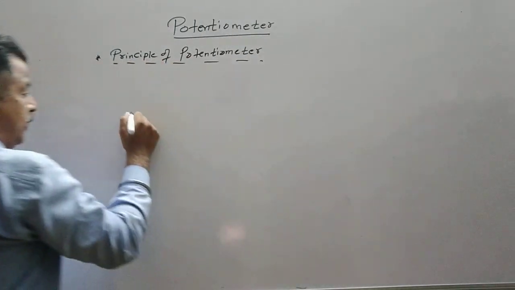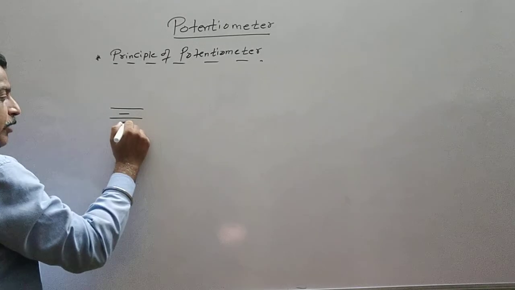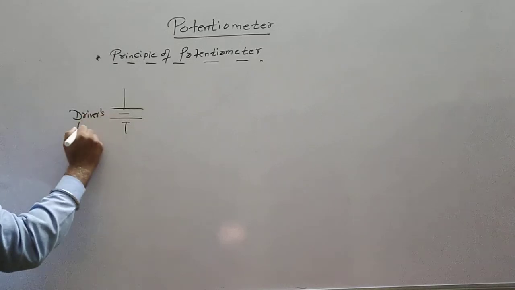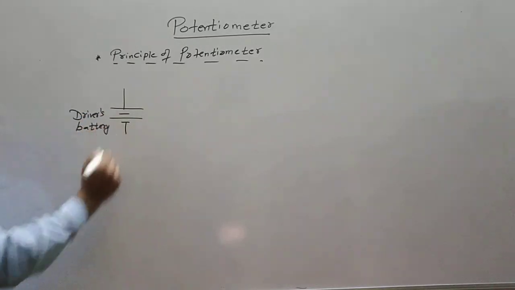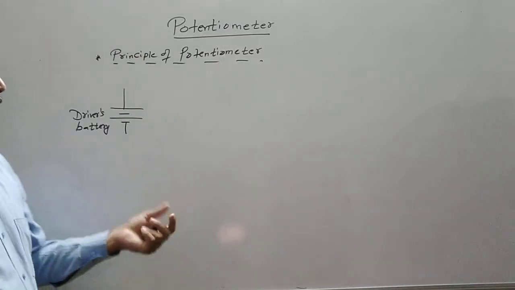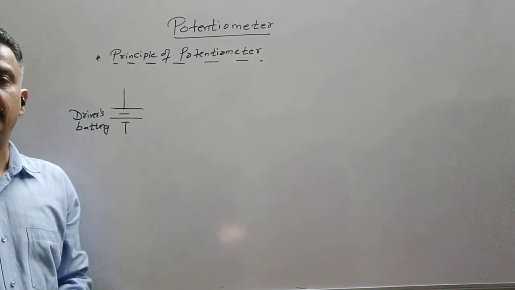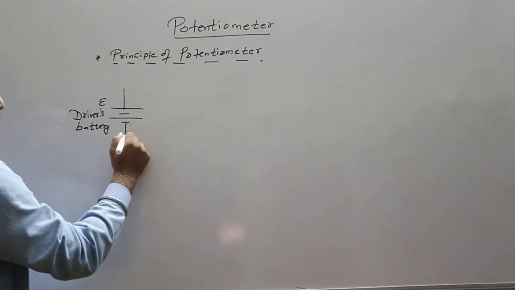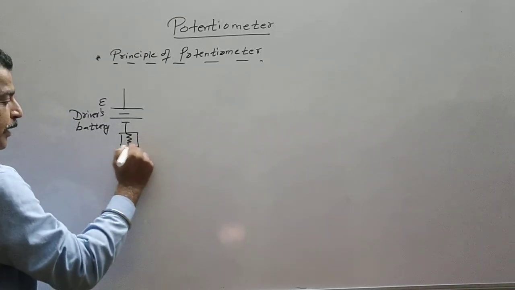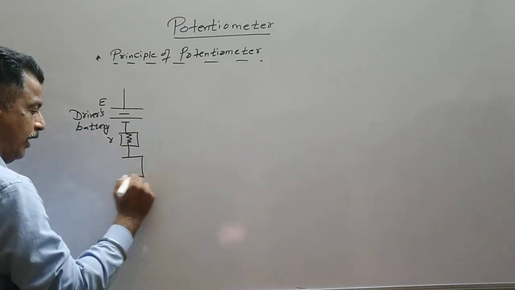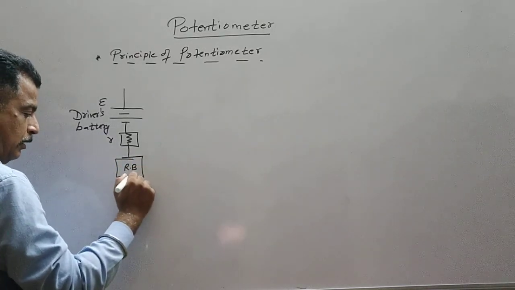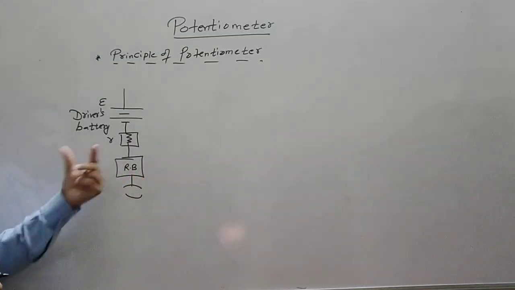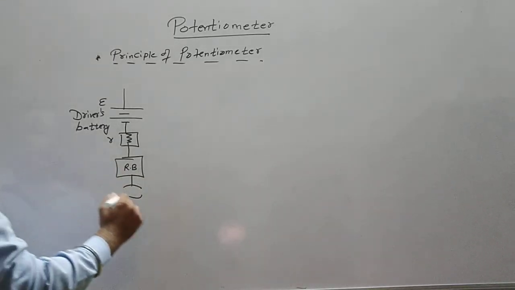So in an arrangement we have one battery which is called the driver's battery. This is the driver's battery, which is our main battery, because in the coming days we will be using the potentiometer to measure the EMF of a cell. So this is our main battery, which is referred to as the driver battery. Let small r be its internal resistance, and we have a resistance box.